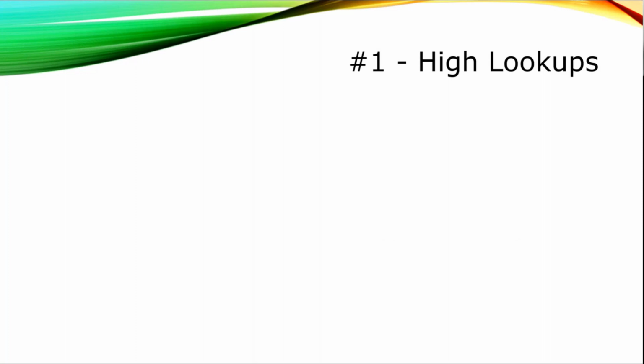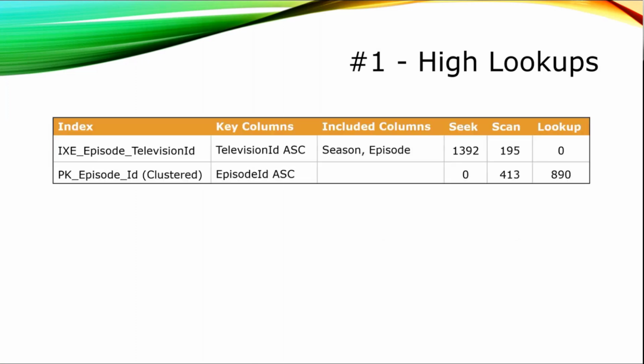So my first move is always going to be looking for those high lookups. Take, for example, our episode table, right? Two indexes at the beginning of this presentation is the clustered index on episode ID, our identity, our primary key, and then a non-clustered index on television ID.